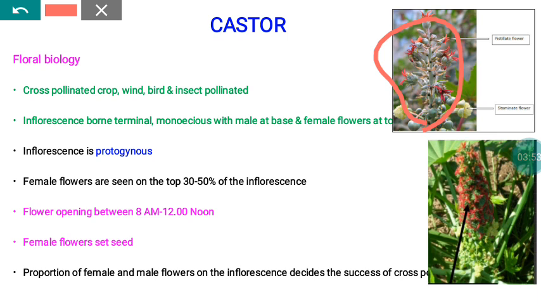I already told you that female flowers are seen on the top 30 to 50%. Here you can see the red-colored ones, which are all female flowers. The bottom area alone is allotted to male flowers, which are yellow in color. Anthesis normally occurs between 8 a.m. and 12 noon, and only from female flowers can we expect seeds. The proportion of female and male flowers decides the success of cross pollination. That is an important thing as far as castor is concerned.